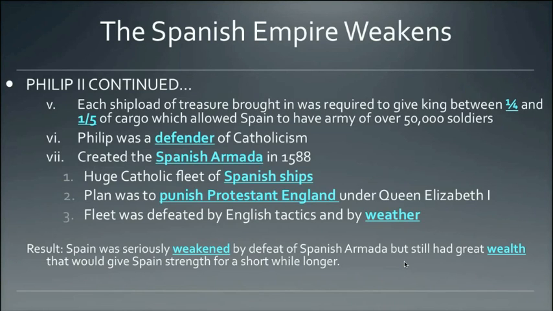So the Spanish Armada is definitely a failure under Philip, and it's one of the reasons that the Spanish Empire is eventually going to weaken. This doesn't weaken it completely yet, but it's just going to be the first in a series of different events that bring down the Spanish.